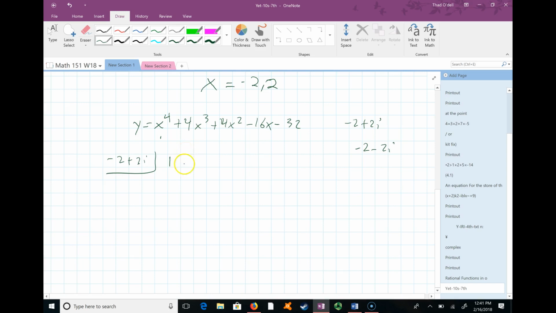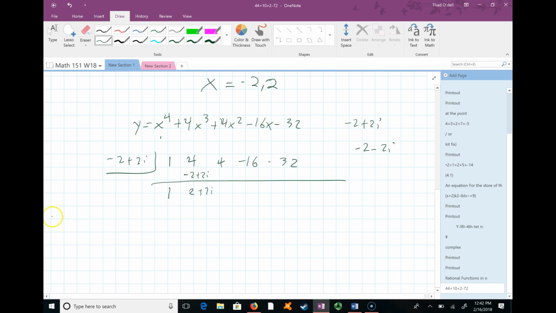Notice in this case there aren't any missing powers, so we just write the numbers 1, 4, 4, negative 16, negative 32. And we run that through. 1 plus nothing is 1. 1 times negative 2 plus 2i is negative 2 plus 2i. And when you're adding, you add the real to the real and the imaginary to the imaginary. There's no imaginary in 4, so 4 plus negative 2 is 2 plus 2i.